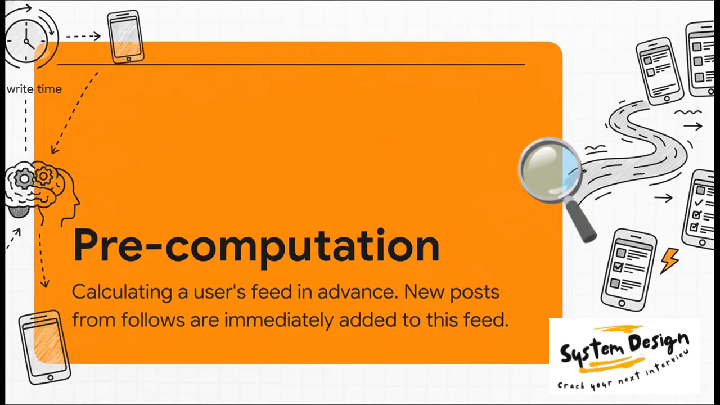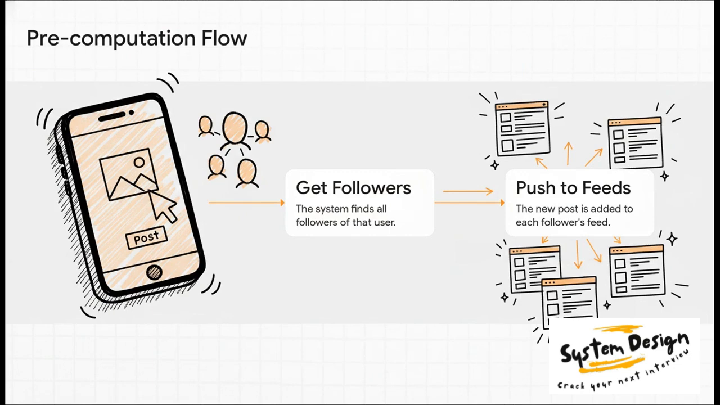This is the absolute key concept, pre-computation. The big idea is to shift all that hard work from what we call read time, that's when you open the app, to write time, the exact moment someone you follow actually makes a new post. This is a complete game changer for how fast the app feels. Let's walk through how this new flow works.